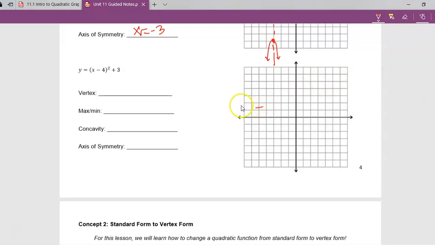Let's try one more here. So our vertex would be right 4 and up 3. So it's at (4, 3). It's a minimum because this time it's going to open upward. There's no negative to flip it. So that vertex is lower than all the points around it. It's concave up because the ends are pointing up. And the axis of symmetry is just the x value of the vertex. It's at x equals 4.